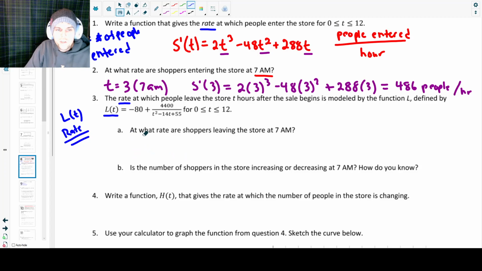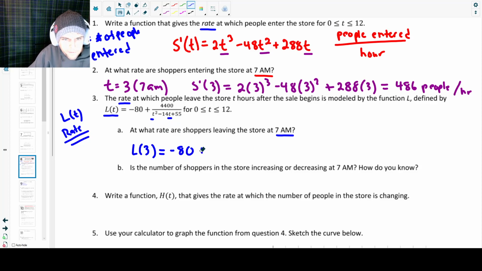All right, question A. At what rate are shoppers leaving the store at 7 a.m.? Okay, so we can go ahead and just calculate again. L of 3. Again, our time is 3 in this situation, right? 7 a.m. being 3 hours after the store opens, or sale starts. I don't remember which, but just like the last problem where 7 a.m. corresponded to 3. Again, that's just going to be calculated by replacing these two t's here with 3. So I'll go ahead and write that out.